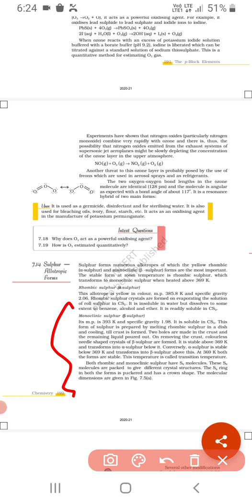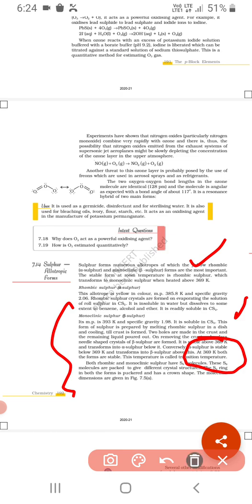Beta sulfur has melting point 393 Kelvin, with specific gravity 1.98. It is soluble in carbon disulfide. That means both are soluble in carbon disulfide. This form of sulfur is formed when rhombic sulfur is melted and needle-like structures of beta sulfur are obtained. As we have already discussed, 369 is the transition temperature, the temperature at which alpha form transforms into beta form.